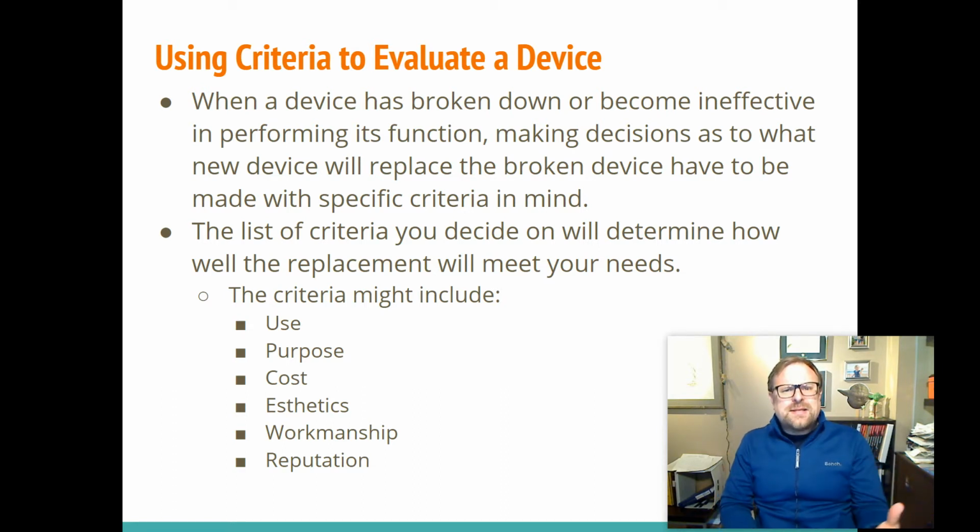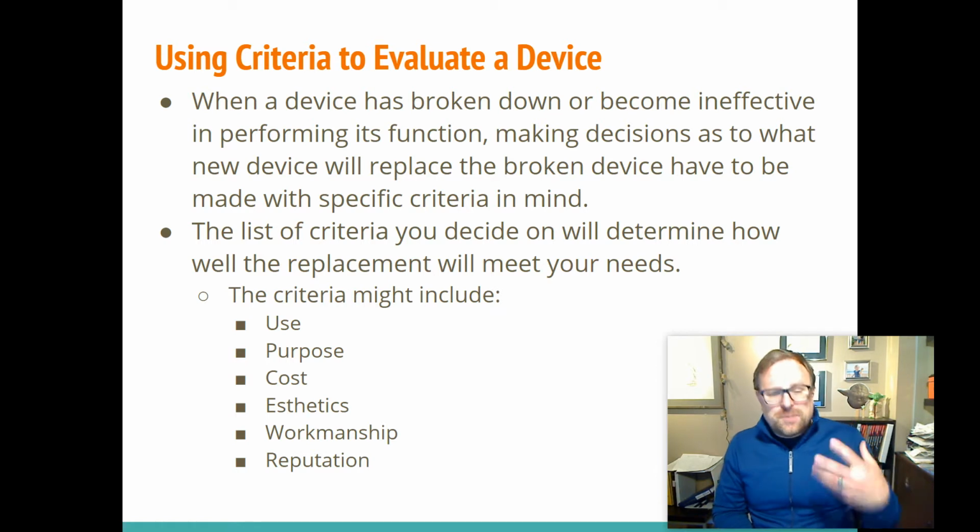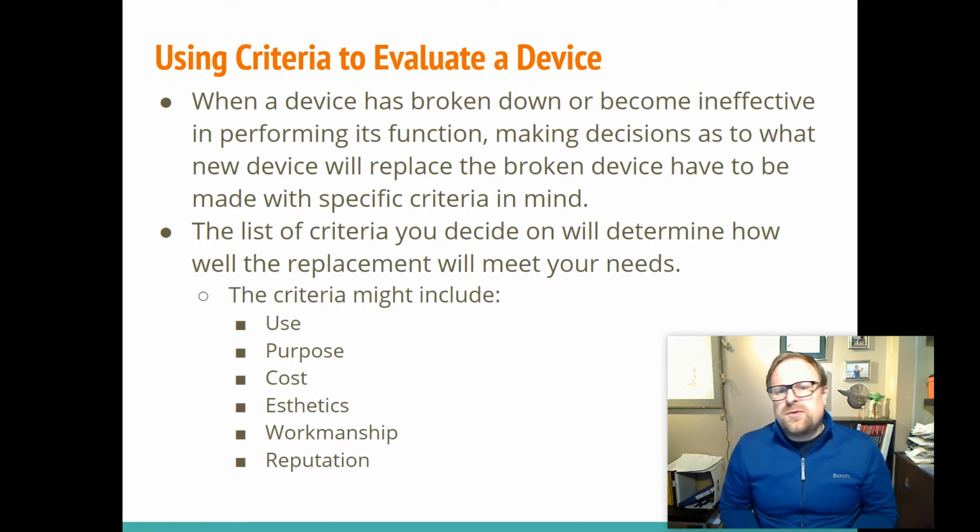So here are some criteria that we can use to evaluate whether a device, a machine, does what it's supposed to do, whether it's something that we want to buy, whether it's something that needs improvement, something along those lines. So when a device is broken down or become ineffective in performing its function, many decisions as to what new device will replace the broken device have to be made, and we need to keep some criteria in mind, because we want to make a machine that is better than the one before and ensure that is what's happening.